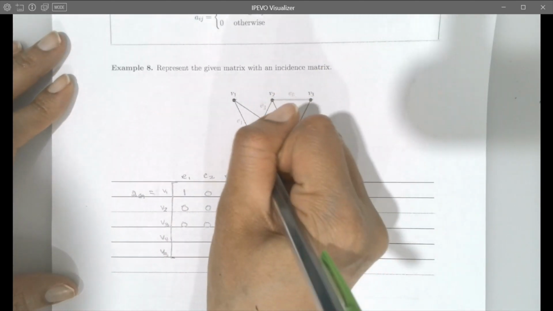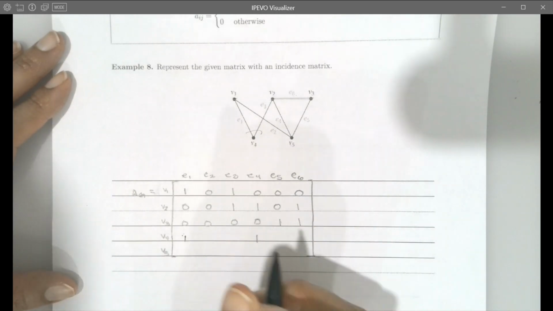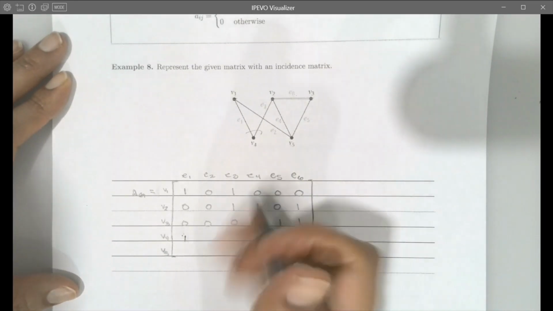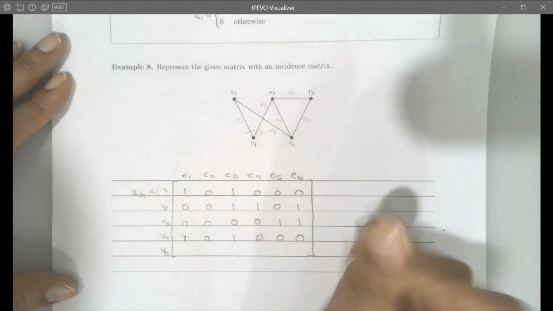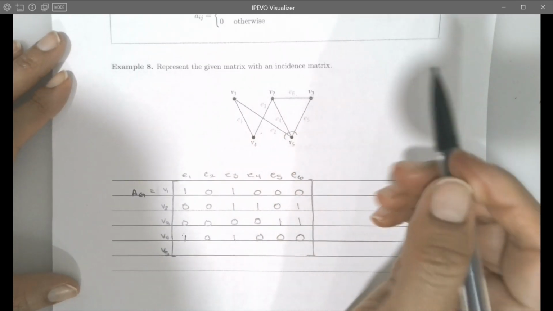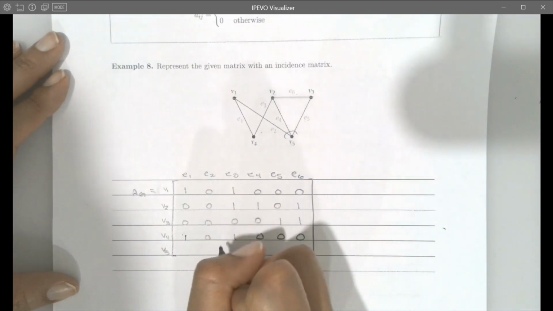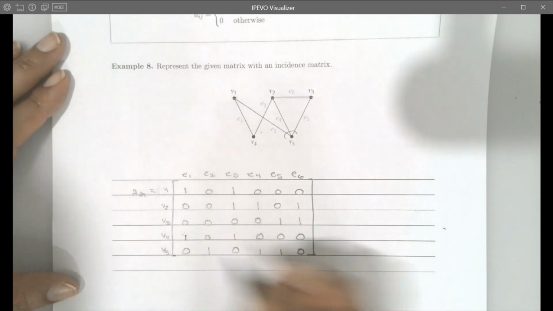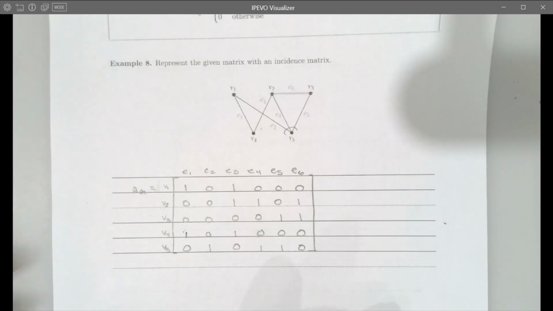Okay, for V4, there are two edges, E1 and E3, that are incident. So 1 here, 1 here. Sorry, that's E1 and E3, not E4. So we'll just move over the 1. Zeros everywhere else. And then finally, V5, we have incident edges 2, 4, and 5. So 2, 4, and 5. And that would be our incidence matrix for this graph.